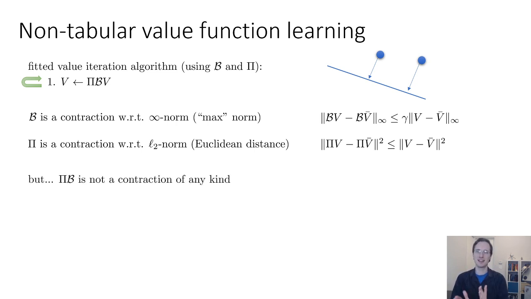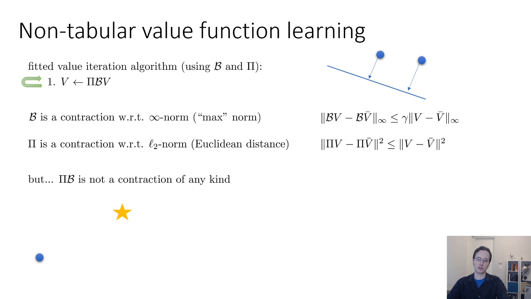Unfortunately, pi times b is not actually a contraction of any kind. This might at first seem surprising because they're both contractions individually, but remember that they're contractions for different norms. B is a contraction in the infinity norm, pi is a contraction in the L2 norm. It turns out if you put those two together, you might actually end up with something that is not a contraction under any norm. And this is not just a theoretical idiosyncrasy, this actually happens in practice.